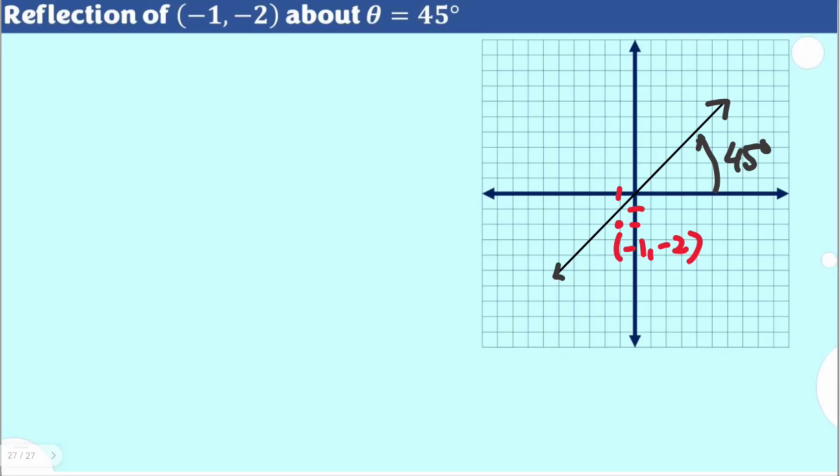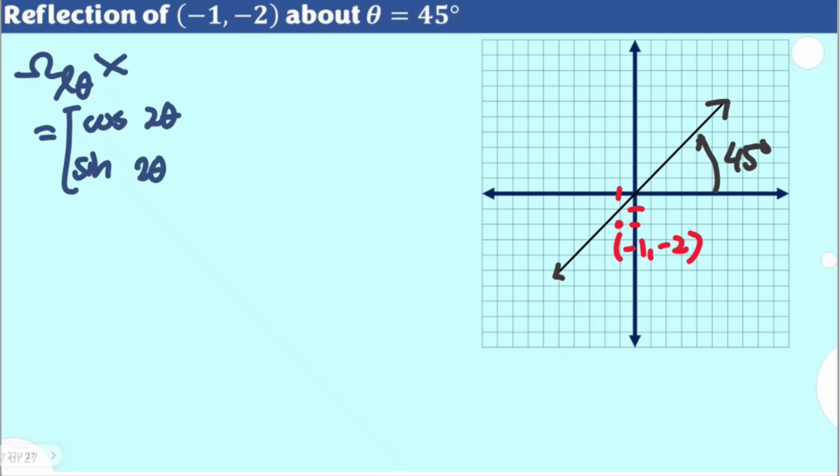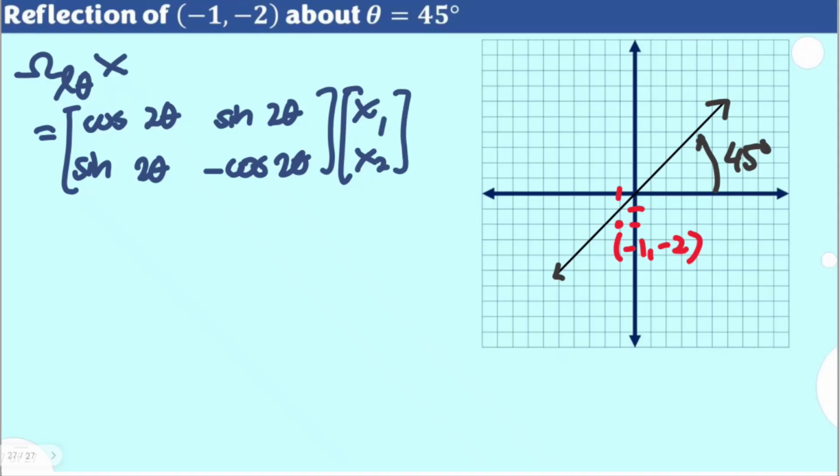Take note that our formula is indicated in this manner. We have x along the line of our angle, identified as the product of two matrices: cosine 2 theta, sine 2 theta, sine 2 theta, and negative cosine 2 theta, times your x sub 1 and x sub 2 components. Your x here is actually -1 and -2. So your x sub 1 and x sub 2 components would be -1 and -2 respectively. As for our angle, it is 45 degrees.